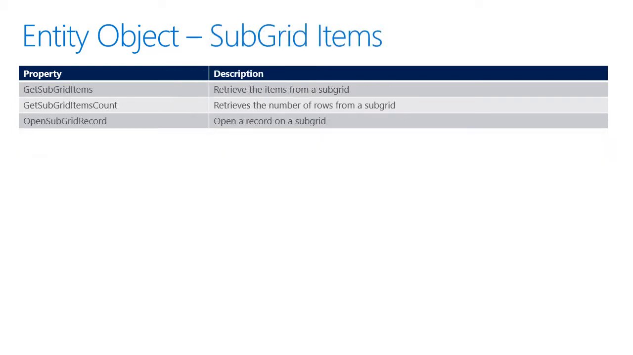Forms typically include subgrids, and EasyRepro has the ability to loop through subgrid items that provide counts and also open a subgrid record using getSubgridItems, getSubgridItemsCount, and open subgrid record.